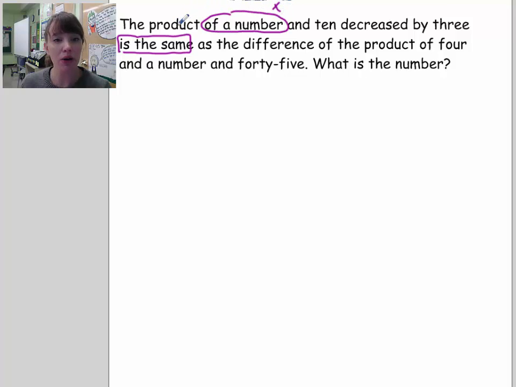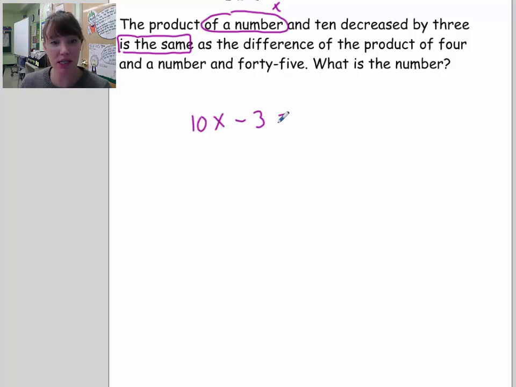Now we sort of work backwards in this statement. The product of a number and 10. So the product of what? A number and 10. So 10 times x, because we don't know what the number is. Now this product is decreased by 3. Okay, so that's how you translate that top part into an algebraic expression.